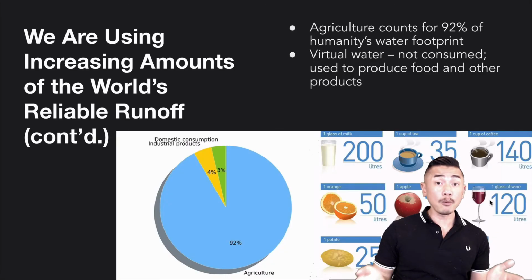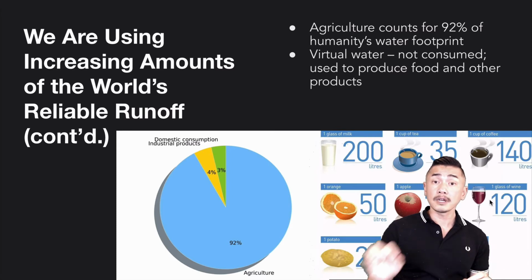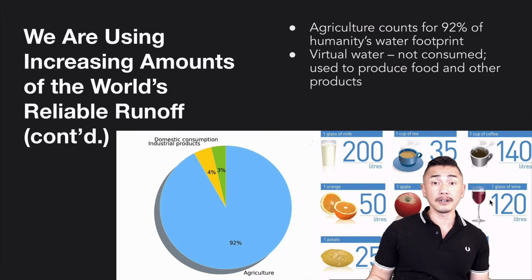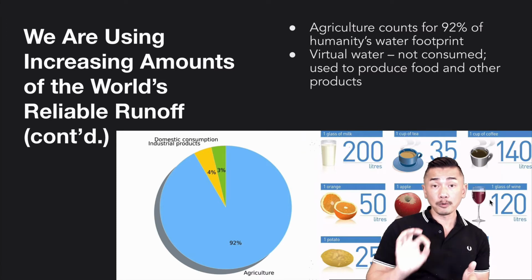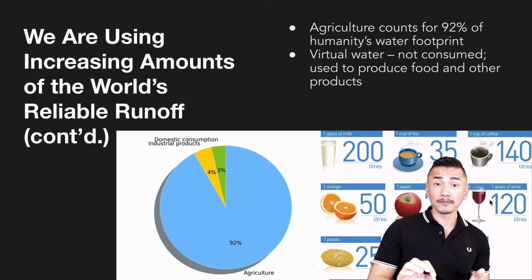If you look at how much water the individual person uses, we call this his, her, or their water footprint. Agriculture accounts for 92% of humanity's water footprint. When we measure the water footprint, we have to take into account virtual water. This is water that is not directly consumed, but is used to produce food or other products.